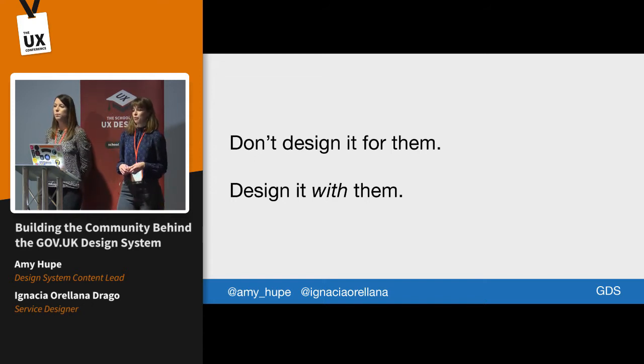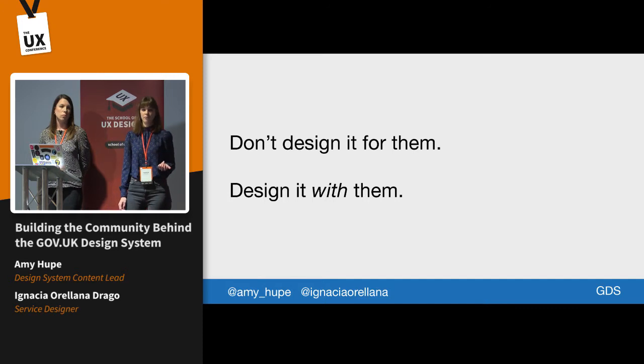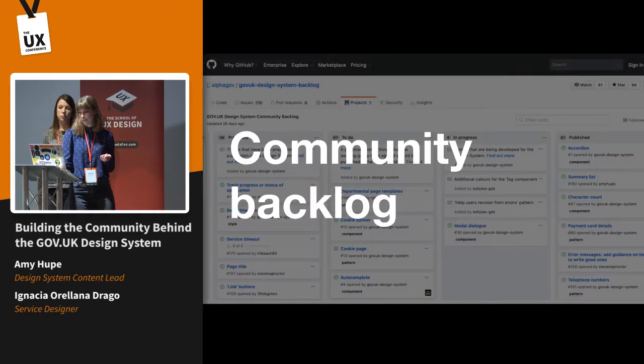So things that are developed without the right representation and diversity from across government, in this case, we risk making things that exclude users or that don't ultimately work for them. So in short, don't design it for them, design it with them. And now I'm going to share 3 examples of how we've done this with the GOV.UK Design System.